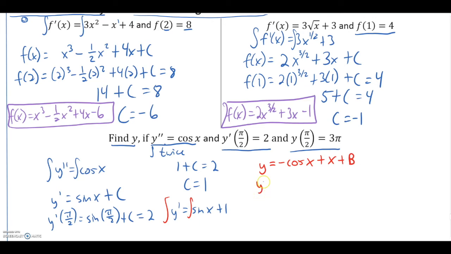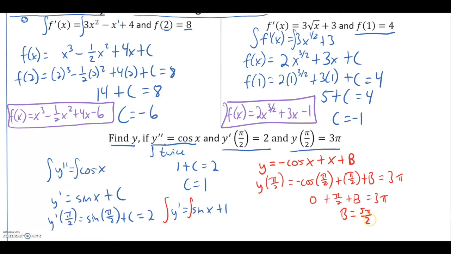But again, we know a condition for y as well. We know that y of pi over 2 would be negative cosine of pi over 2 plus pi over 2 plus this b, and that has to give us 3 pi. Well, cosine of pi over 2 is going to be 0, plus this pi over 2 plus b, that's going to give me my 3 pi. B itself will be 3 pi minus pi over 2, or 5 pi over 2. So our original y equation and our final answer will be negative cosine of x plus 5 pi over 2.